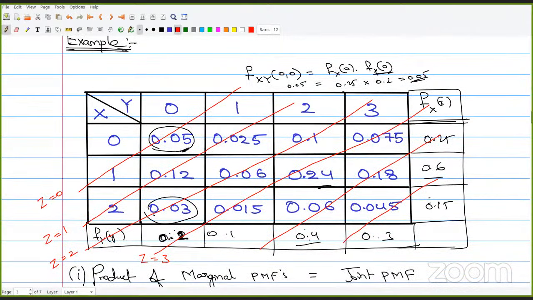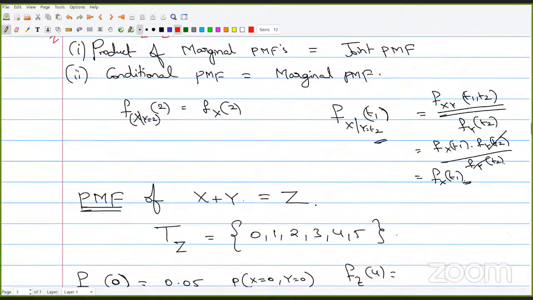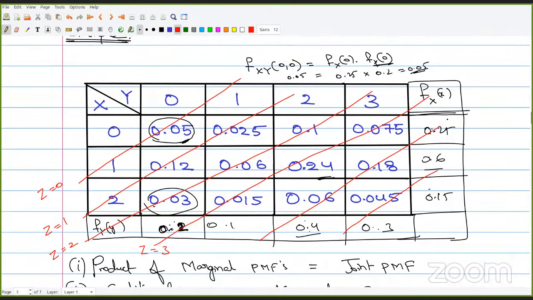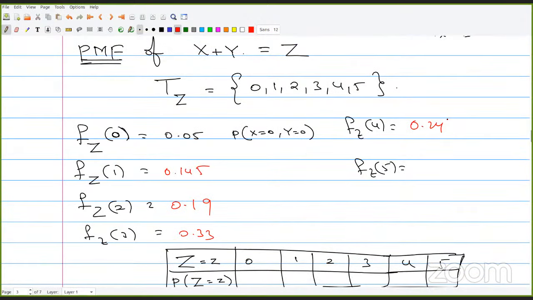Either when X takes 1, Y takes 3, or when X takes 2, Y takes 2. So these are the only two possible cases we have such that the sum will be 4. You just have to add these two, that will be equal to 0.24. And finally, when will the sum be 5? The only case possible is X taking 2 and Y taking 3. That is 0.045. So once you are done with this, just for cross checking, make sure not to go wrong.